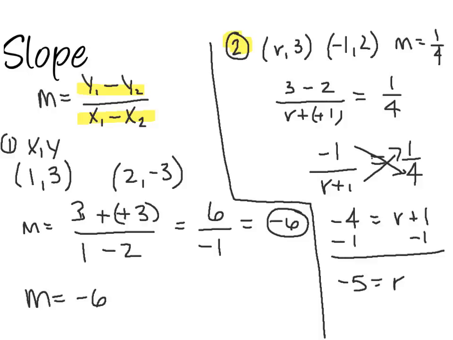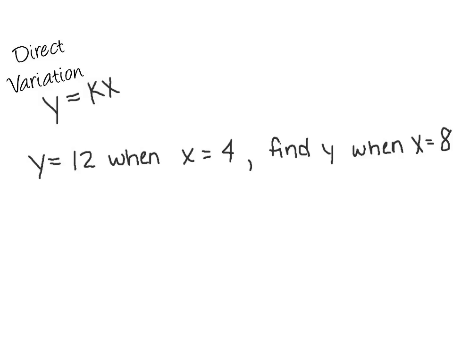Alright, so next we want to look at direct variation, which is given by my formula y equals kx. Remember, the k in my formula is the same as slope. That k is the same as slope in a linear equation. And I have no y-intercept. So for this example, when y equals 12, when x equals 4, I want to find y when x equals 8. So the first thing I have to do is write a direct variation formula for this situation.